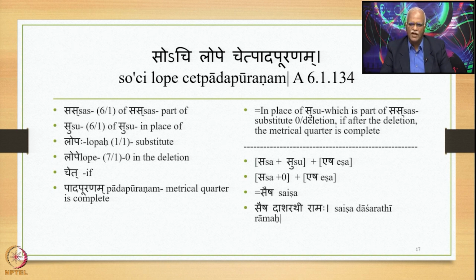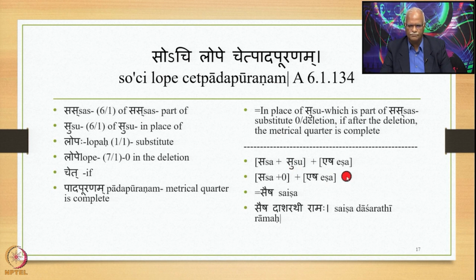So the meaning of the sutra is, in place of su, which is part of sas, that is nominative singular of the pronoun tad, substitute 0 or deletion if after the deletion the metrical quarter is complete. I repeat, in place of su, substitute 0 or deletion if after the deletion the metrical quarter gets complete, and this su should be a part of the form of tad. So sas.